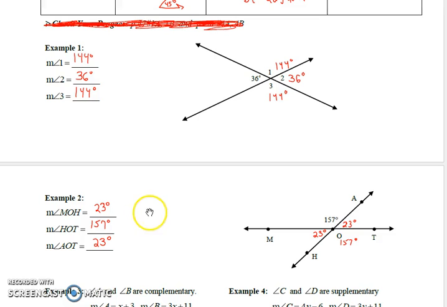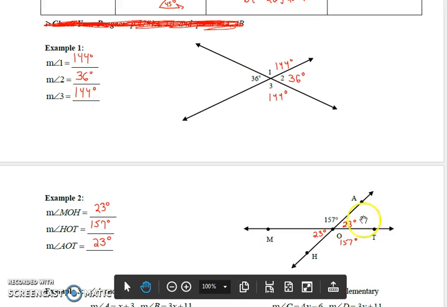We're going to do the same thing for example 2. Find which one they gave me, which was this one, 157. These 2 angles here, the 157 degree angle MOA and angle HOT are vertical angles, so they're congruent. Their measure is equal. If this is 157, this is 157. And then these 2 angles here, MOA and AOT, those are a linear pair, so they have to be supplementary. They have to add up to equal 180. So I just do 180 minus 157 to get the 23.